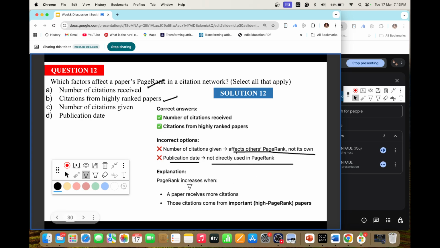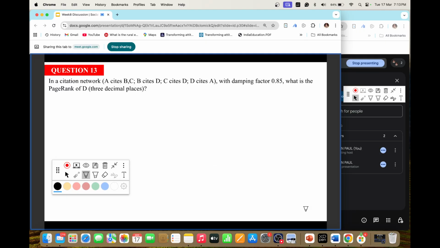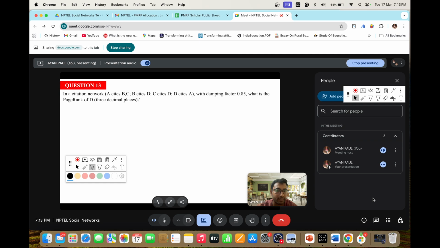So a paper's PageRank increases when it receives more citations, and those citations come from important, high-rank papers. So option A as well as option B is the correct answer. Let's move on to the next question.